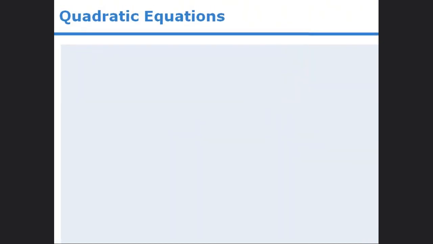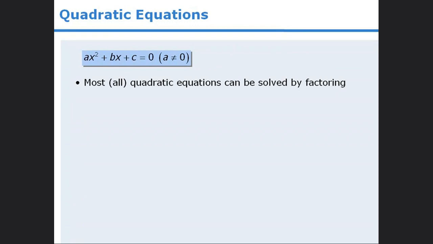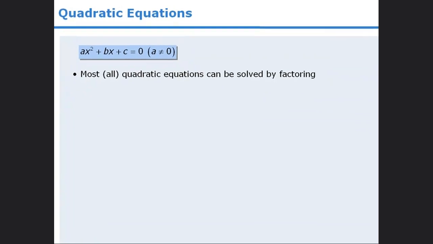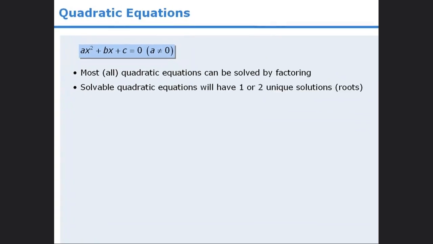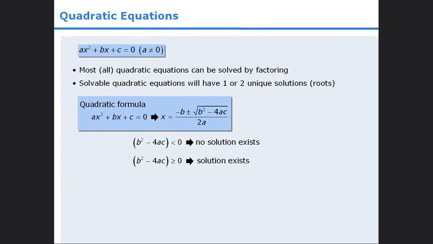Okay, let's summarize. In this lesson, we learned that equations that can be written in this form are called quadratic equations. Most, if not all, quadratic equations you will encounter on the GRE can be solved by factoring. If a quadratic equation is solvable, it will have either one or two solutions. You can use the quadratic formula for solving quadratic equations that are difficult to factor, and there are certain conditions under which quadratic equations do not have solutions.